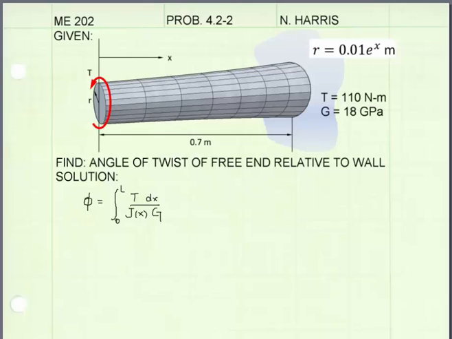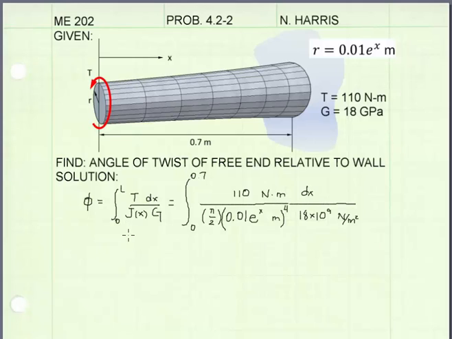Let's begin the problem. This is the form of the equation that we will be using to calculate the angle of twist. It is the integral from 0 to L of the internal torque T times dx divided by J, our polar moment of inertia, as a function of x, and also divided by G, our shear modulus. J will be a function of x because J is a function of the radius, and the radius is changing relative to x. T and G will be constants.